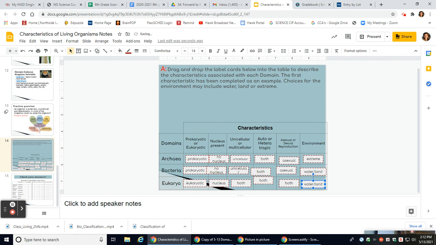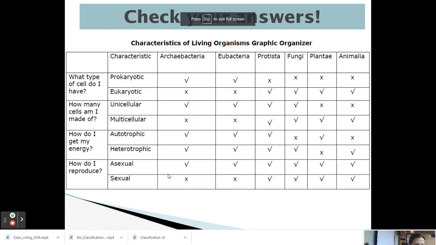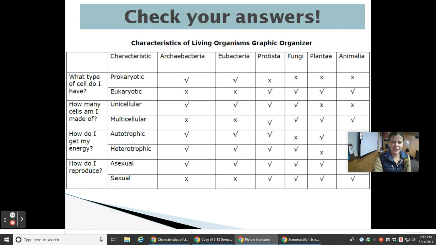So really you want to think of the Archaea domain and domain bacteria as unicellular organisms. Then you can check over your answers by looking at this chart. Well, I hope you enjoyed your lesson today.